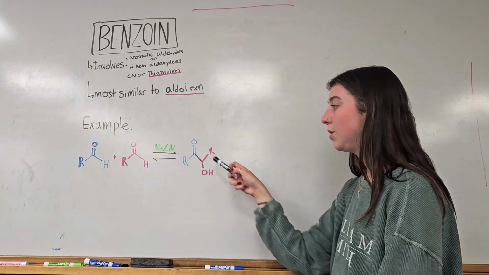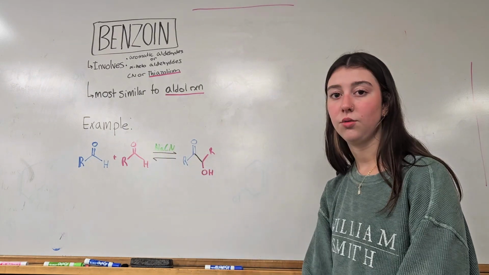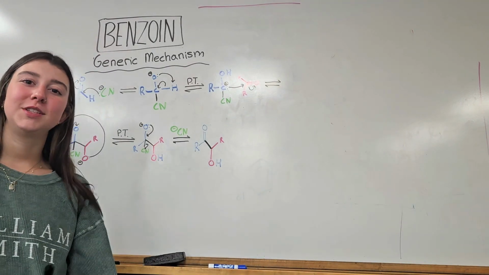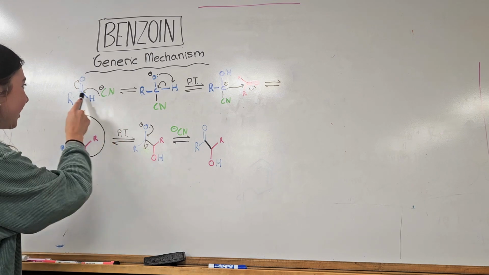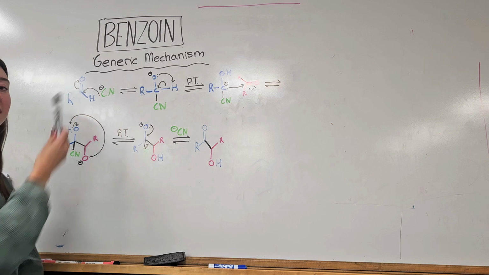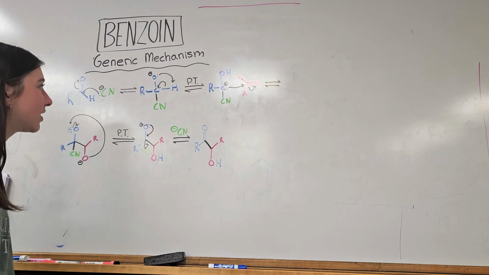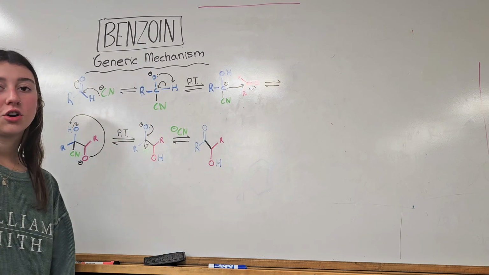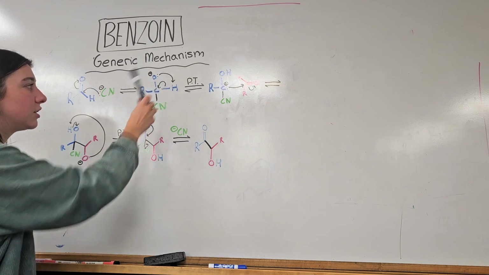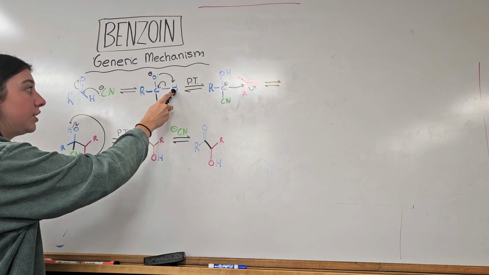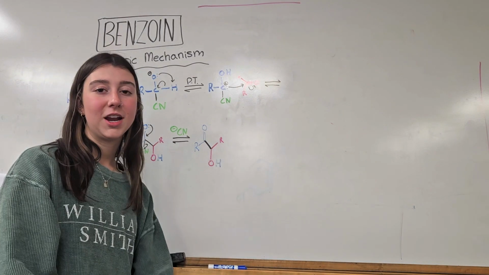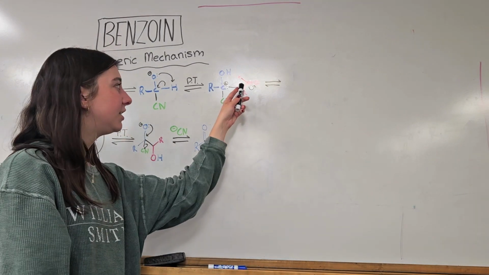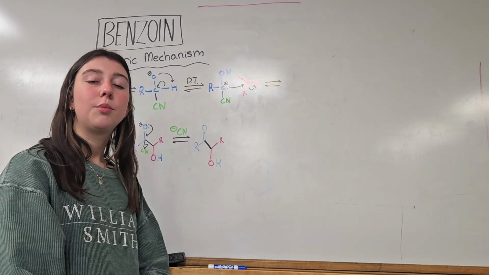As you can see, there's a new bond formed to where this previous carbonyl was, and now you have an OH there. I will now walk you through a generic benzoin mechanism. First, you start with your negatively charged cyanide, attacking this carbonyl center, moving the electrons up onto the oxygen. This creates a charge on the oxygen, which then does a proton transfer to get this proton from the center carbon.